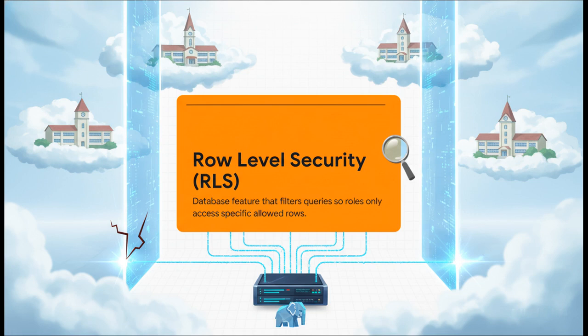Think of it as an invisible fence. It's a PostgreSQL database feature that automatically filters queries so a role only sees or modifies specific allowed rows. It strictly isolates one school's data from another's. Without this, a single buggy line of application code could accidentally leak a totally different school's financial data. With RLS, the database itself enforces the boundaries, acting as the ultimate safety net.